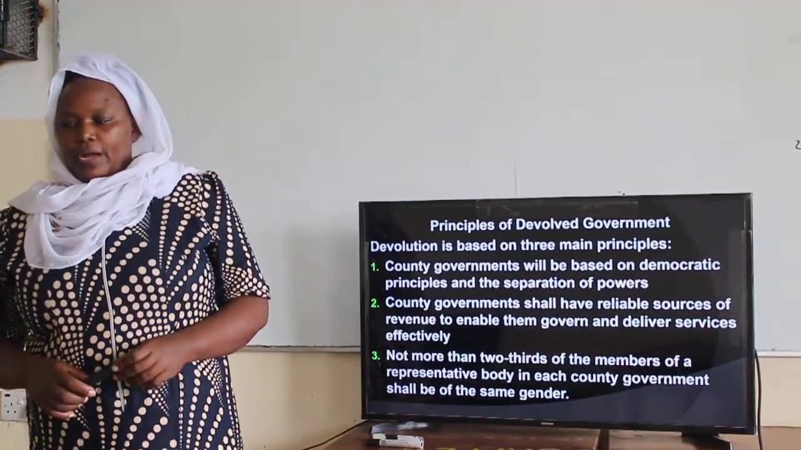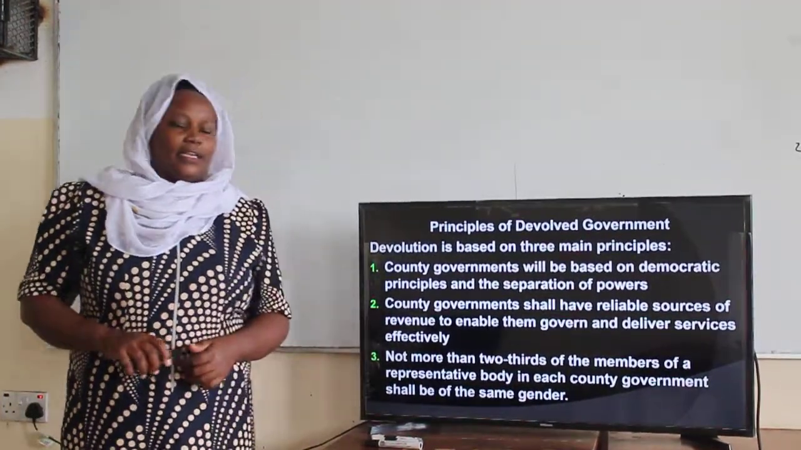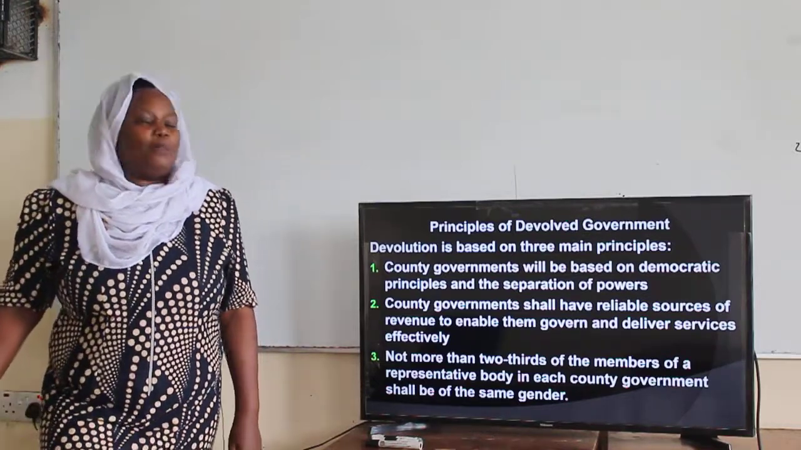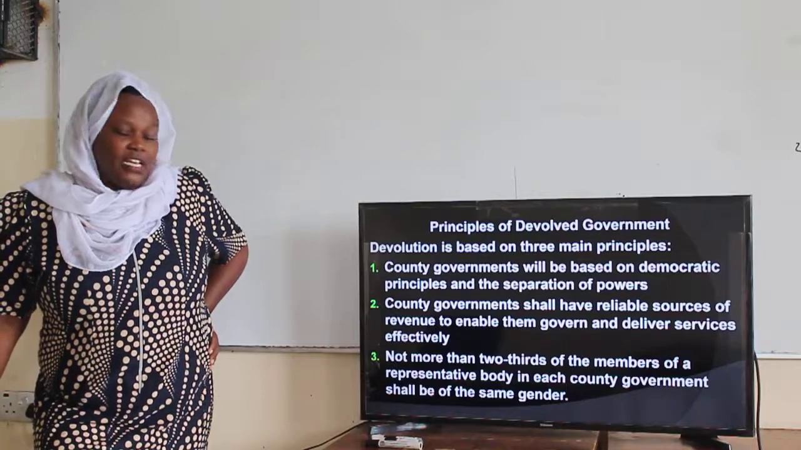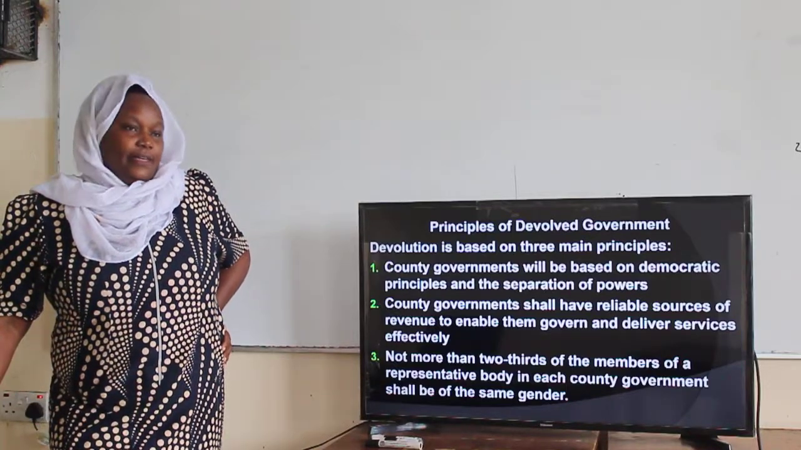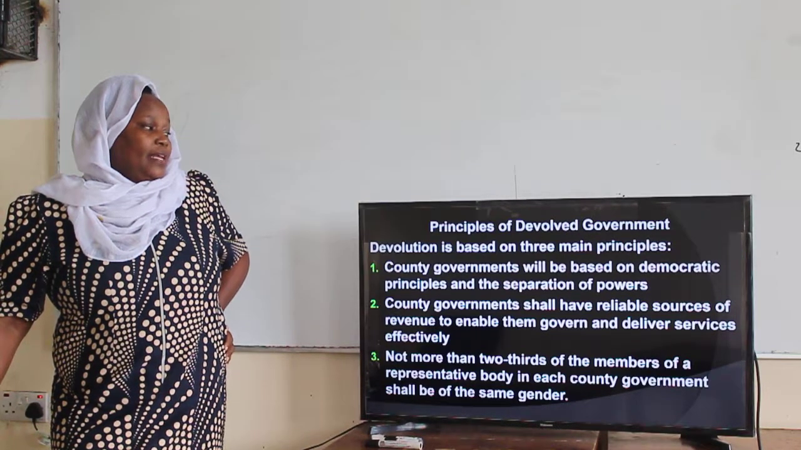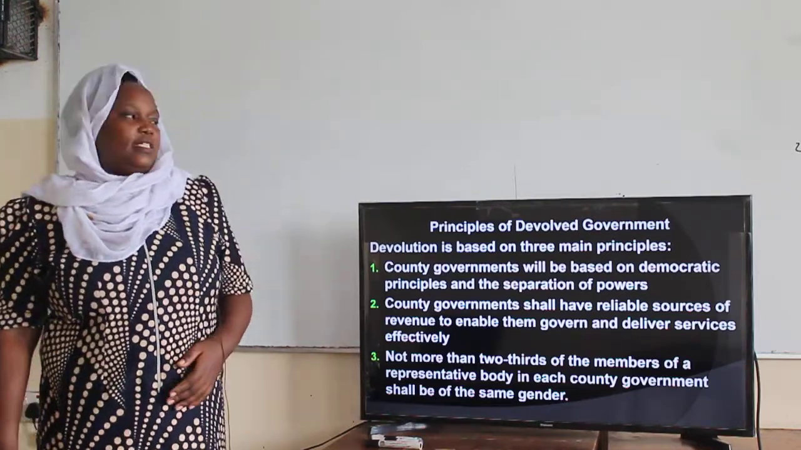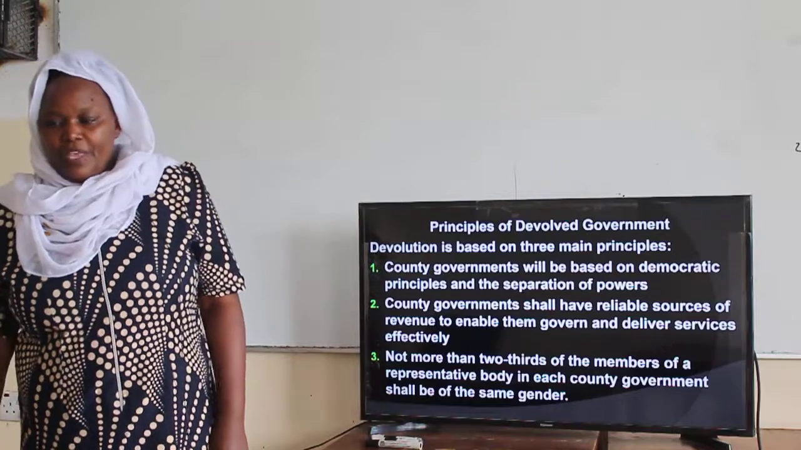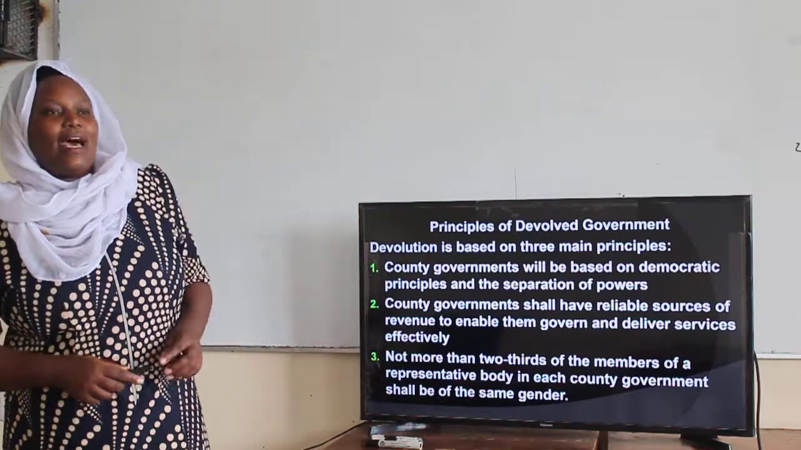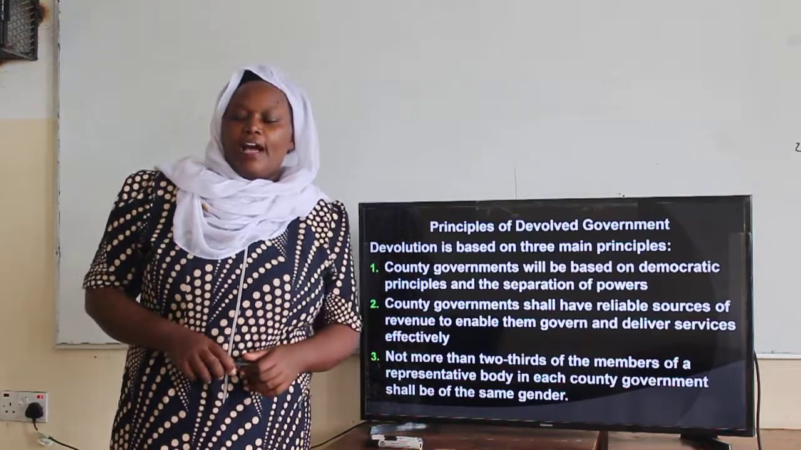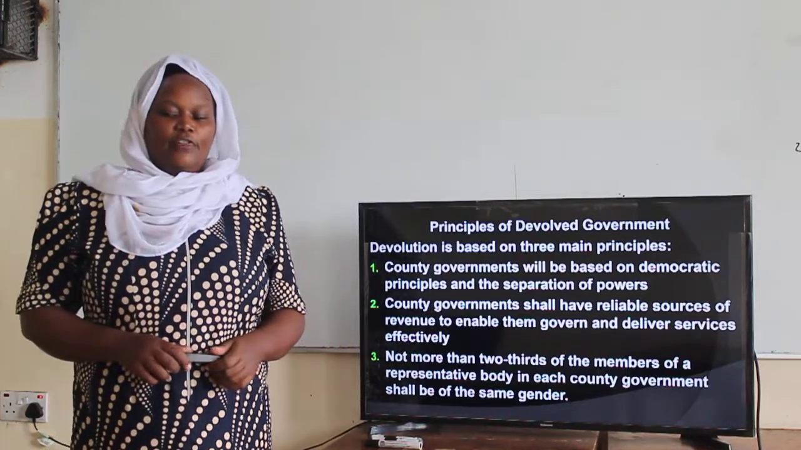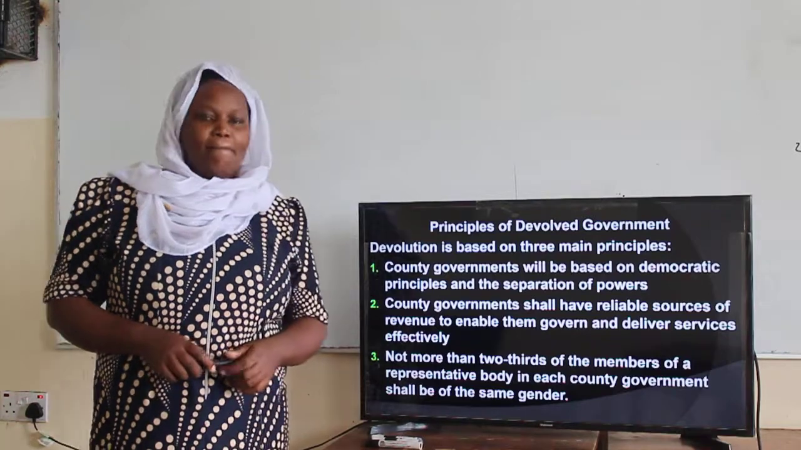Okay, welcome back. I want to look at another question where students can be told to state the principles of devolved government. Imagine there are only three. And you find a student being asked, and then they wander east, west, north, south, trying to look at them. The principles, these are the rules that govern devolved government. So devolution is based on three main principles.